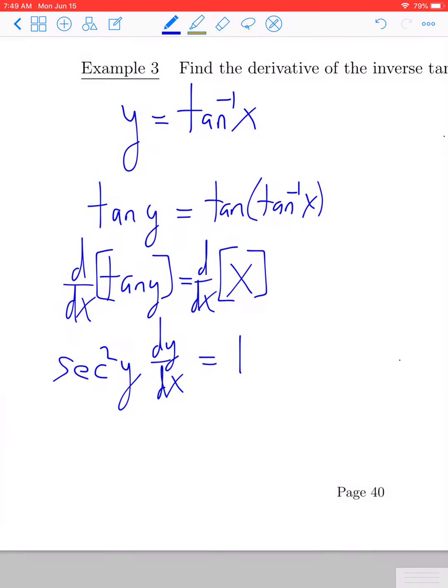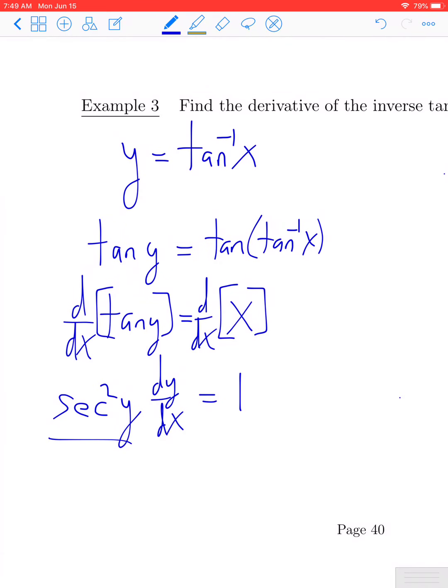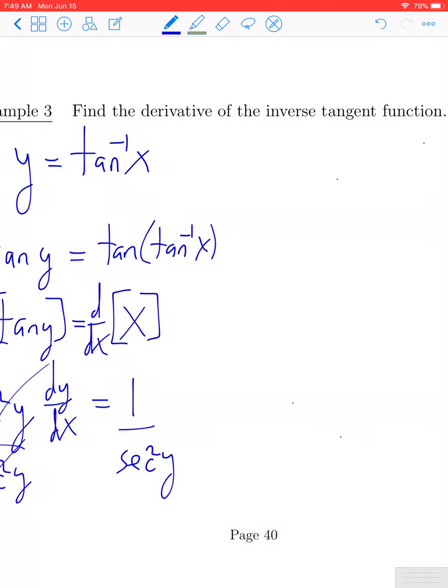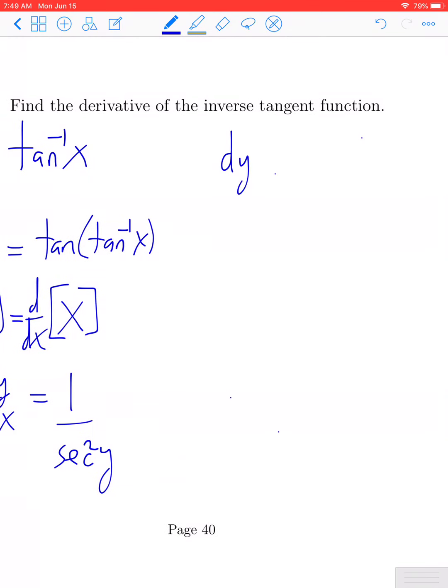And now we can go ahead and get dy dx by itself. So I'm going to divide by secant squared y on both sides. This cancels, and now we have dy dx is equal to 1 divided by secant squared y.